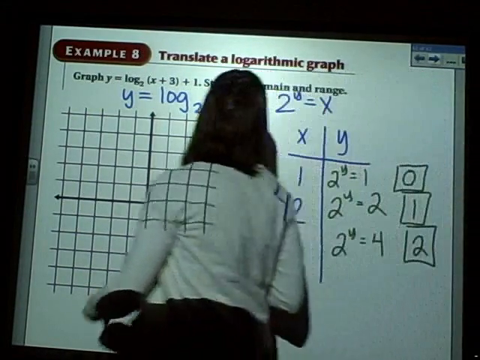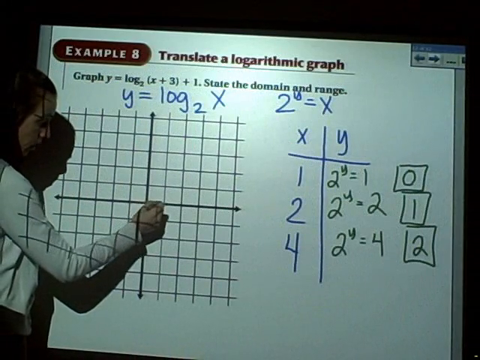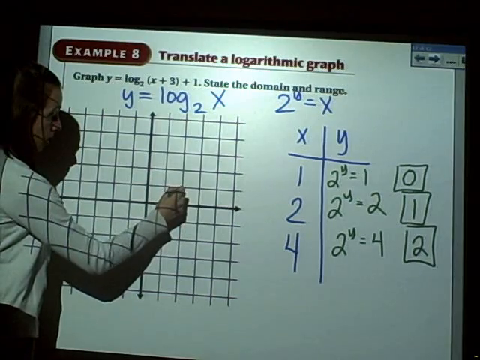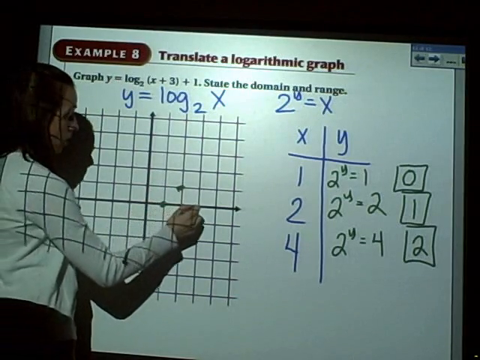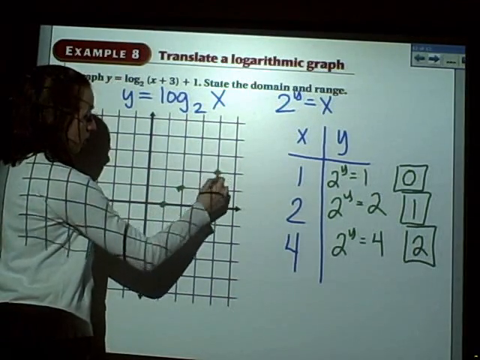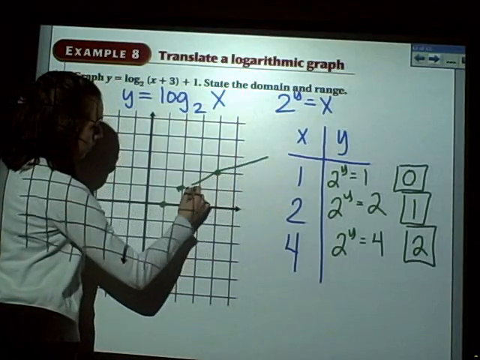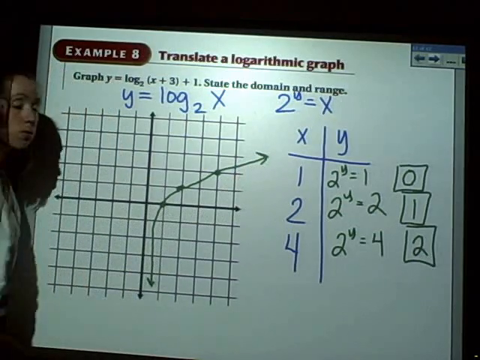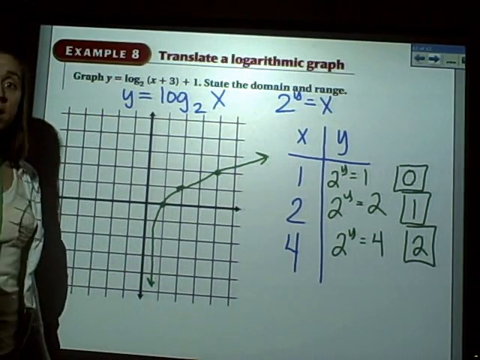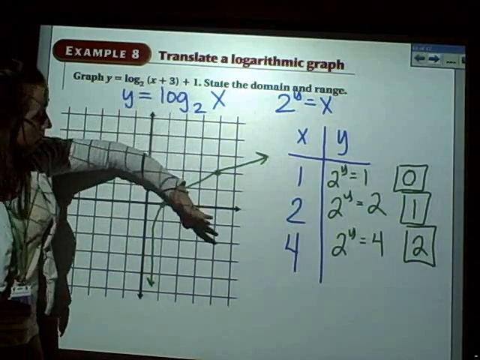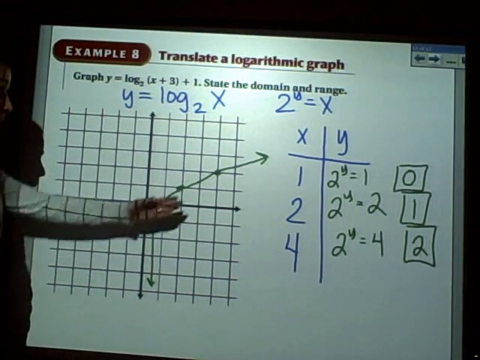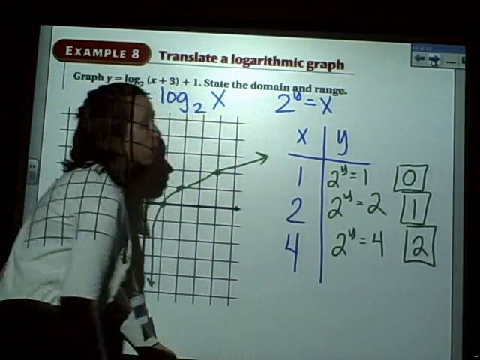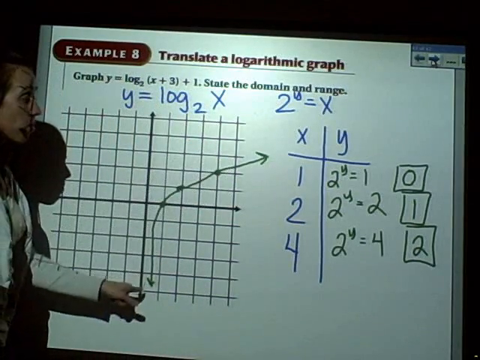We go ahead and we plot those points. 1, 0. 2, 1. 4, 2. We draw in our curve. Something you guys can notice is these logarithm graphs are just like exponential decay and growth, except that they're turned. Now we have just the shape. We can worry about those translations. Okay, so we graphed the shape of our curve.